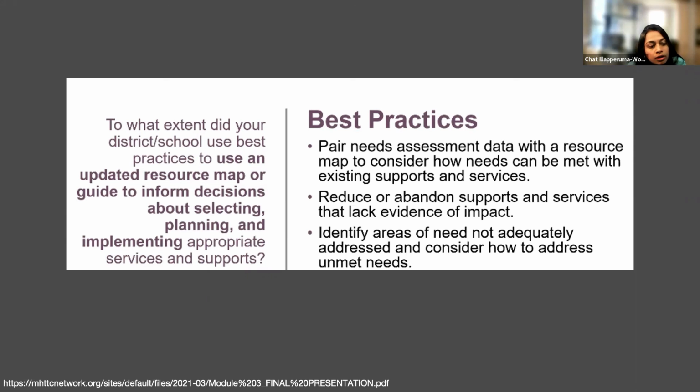Or you hear about the quality of services provided by a community organization. So a question is, do you still want to continue having that resource on your resource map? So these are some questions to think about as you update a resource map.